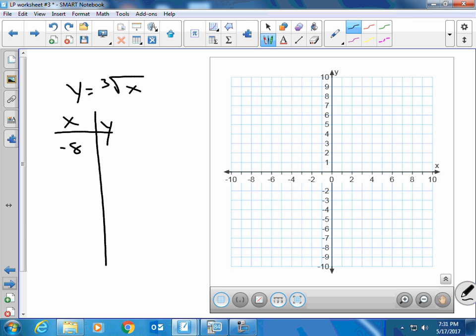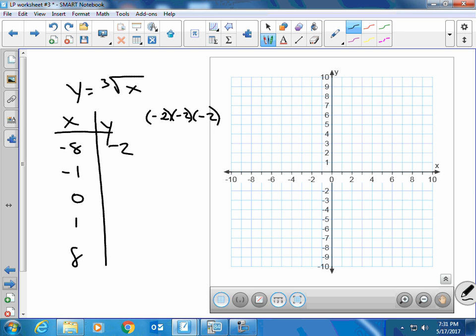So I know negative 8 is a perfect cube. I know negative 1's a perfect cube. 0 is a perfect cube. And 1 is, and 8 is. I could go to 27, but that's way off of my graph, so it wouldn't fit and not mean a whole lot right now. Cube root of negative 8. What times itself 3 times will give me a negative 8? Negative 2 times negative 2 times negative 2. So the cube root of a negative 8 is negative 2.